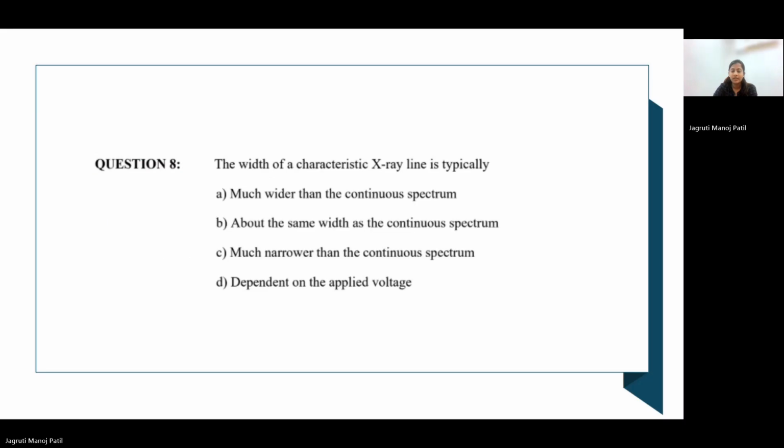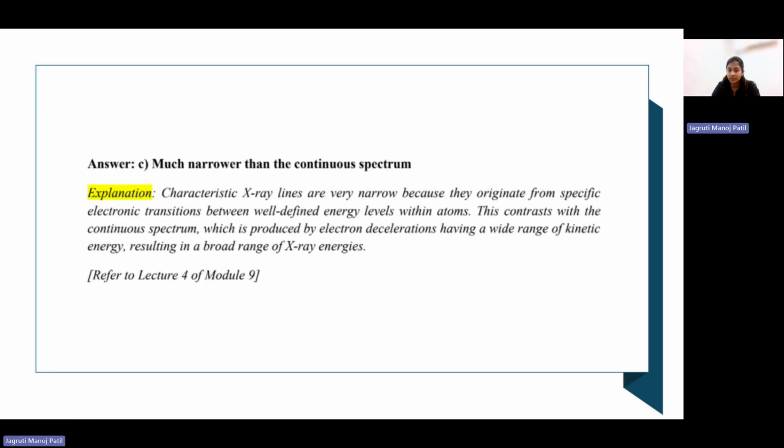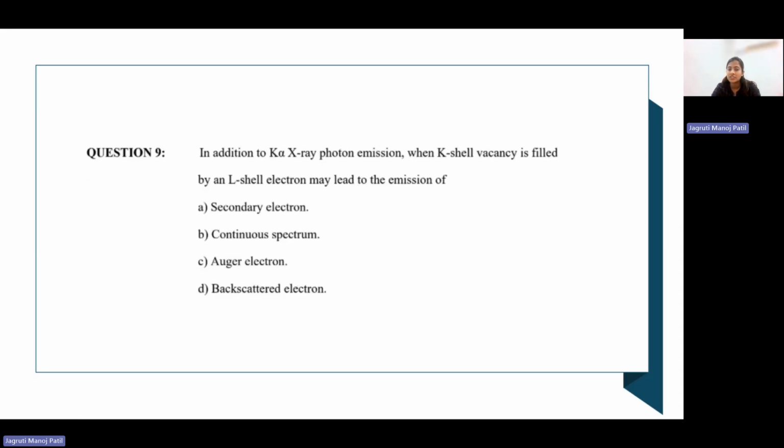Same thing. Now, the width of the characteristic X-ray line is typically what? Is it much wider, the same width, much narrower than the continuous spectrum, or dependent on the applied voltage? It is narrower than the continuous spectrum. Why? Because they originate from one specific electronic transition between energy levels. It's very well defined and contrasts with the continuous one, where it's decelerating electrons and you have a broadband spectrum of X-ray energies. Okay.